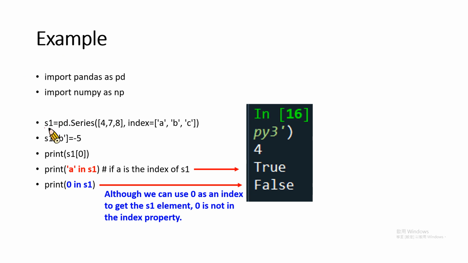And this is the S1 series, indexed by ABC. We can use 'A in S1'. It means that we check if A is in the index of S1. And '0 in S1'.